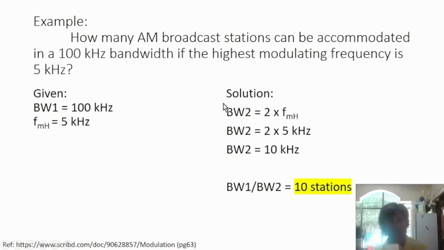To solve for this, we'll be solving for the simultaneous modulation bandwidth, which is 2 times FMH. So 2 times 5 kHz becomes 10 kHz. This is the simultaneous modulation bandwidth. So 10 kHz goes into 100 kHz 10 times. So how many AM broadcast stations can be accommodated? That will be 10 stations.